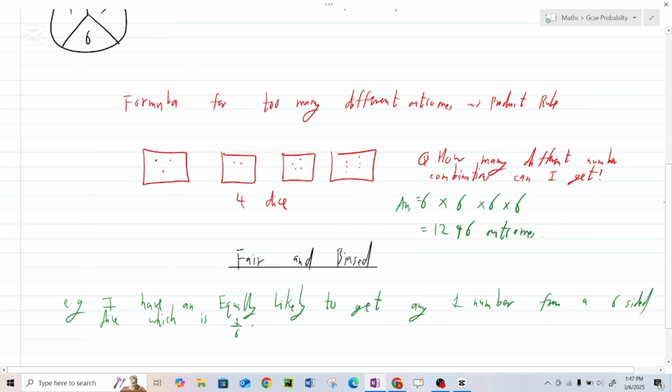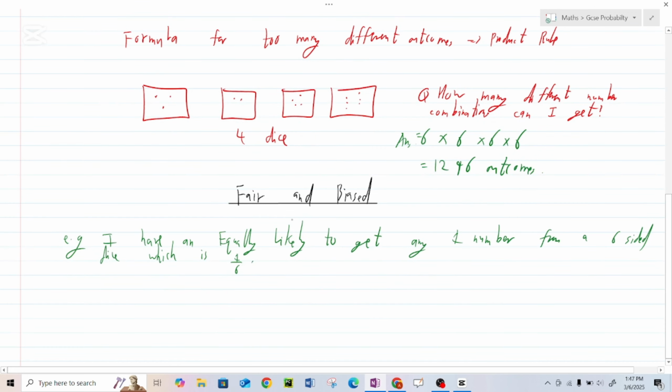Next, if I have a biased dice, now what is the meaning of biased dice? A biased dice means that you could say there is more chance of me getting a particular number than another one. Okay, let's take an example to understand this.